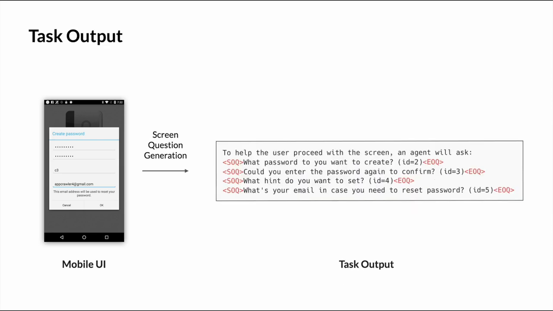An example task output for screen question generation. It teaches the model to generate questions asking users to provide password, hint, and email based on the UI.